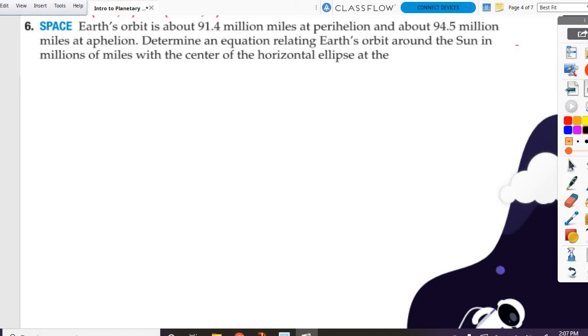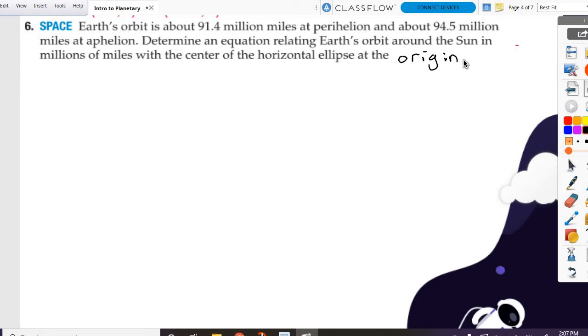This one says Earth's orbit is about 91.4 million miles at perihelion and about 94.5 million miles at aphelion. Determine an equation relating Earth's orbit around the Sun in millions of miles with the center of the horizontal ellipse at the origin. My text got cut off, so it should say at the origin.